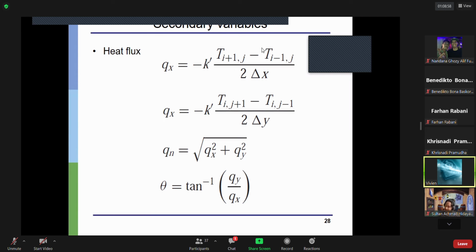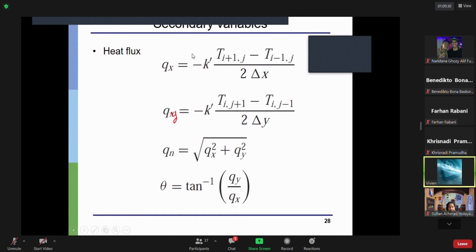So for example, we want to calculate the heat flux. The heat flux in this is incorrect. This should be qx and this should be qy. The heat flux in x direction and the heat flux in y direction. We know the heat flux will be the first derivative. So the heat flux can be calculated with minus k times (Ti+1,j minus Ti-1,j) divided by 2 times delta x.